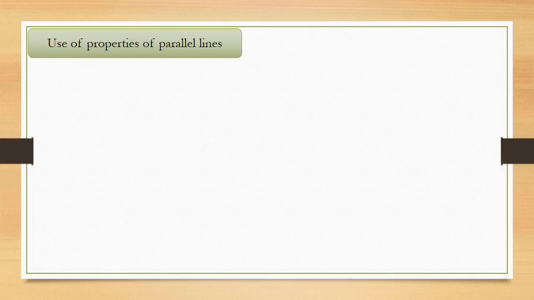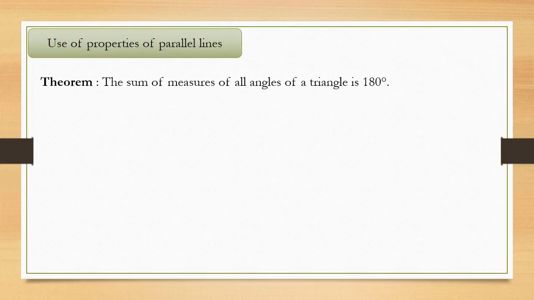So, let us learn where we are going to use these properties. So the theorem is: the sum of measures of all angles of a triangle is 180 degrees. So here you can see we are going to prove that, since there are three angles in a triangle, the sum of measures of all angles of a triangle is 180 degrees. So you can see here we are going to use parallel line properties in a triangle to prove this.